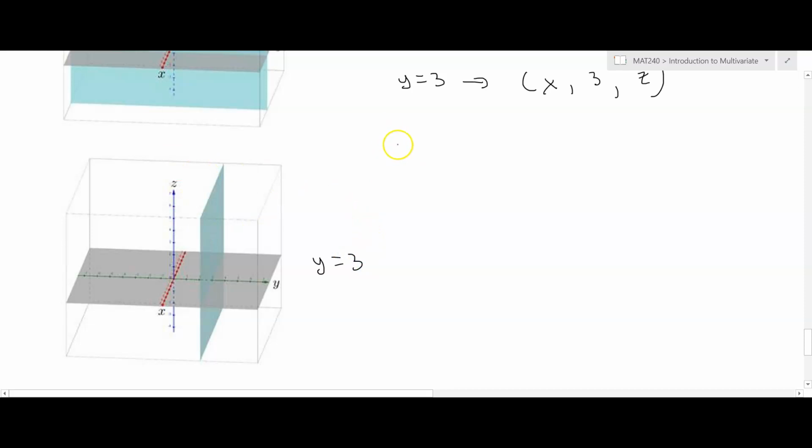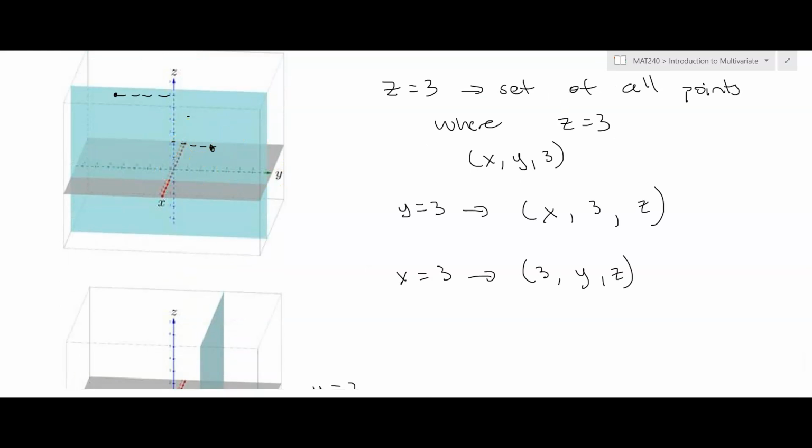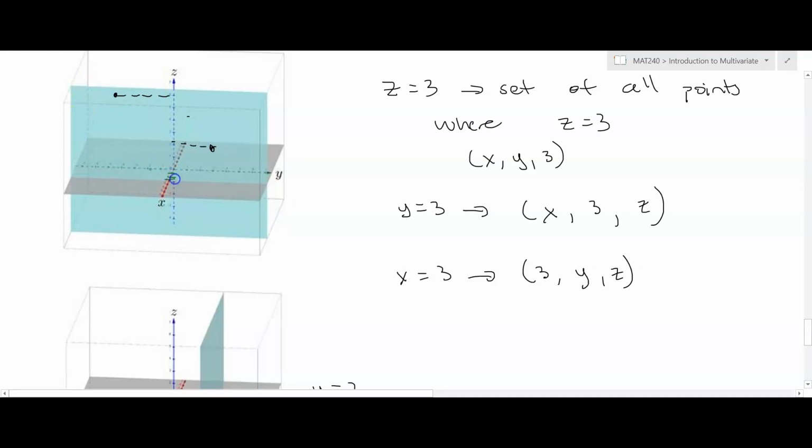And similarly, for x equals 3, that's going to be the set of all points where x is 3. It doesn't say anything about y or z, so those are allowed to vary. And by default, that has to be this one. But I also see 1, 2, 3. I see that all the points on this plane are located at an x value of 3. So this graph must be x equals 3.